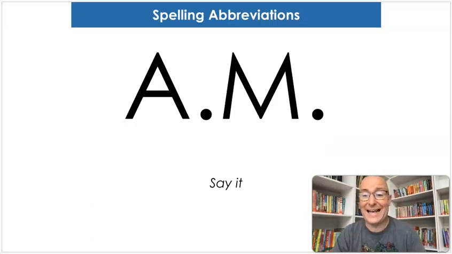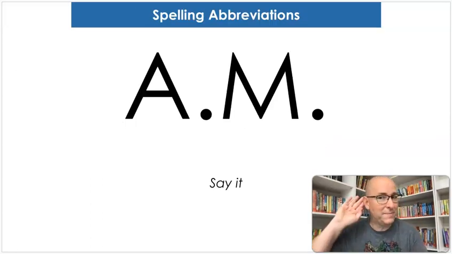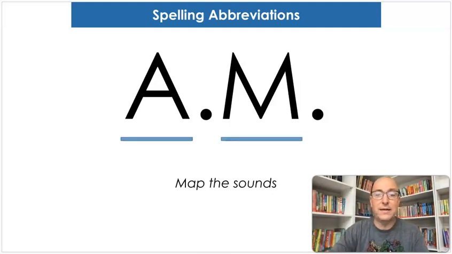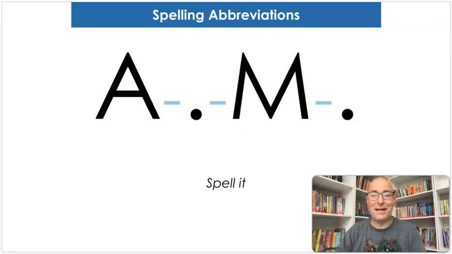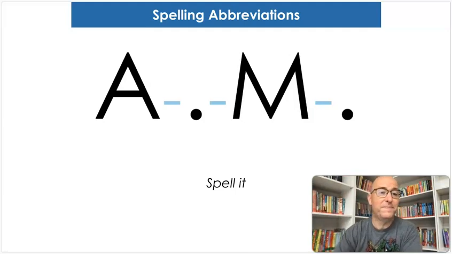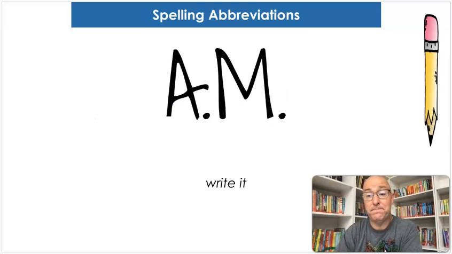Our first one is AM. Say AM. That's a time one for in the morning, usually before noon, and after midnight. Map the sounds. AM. Pretty simple. Spell it. A period, M period. AM. And write it. Capital A, period, capital M, period.